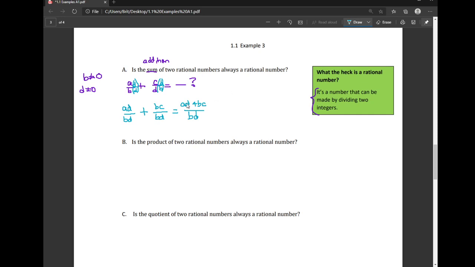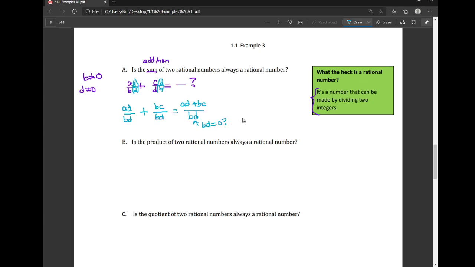Now I'm not really worried about this top number because this top value could be anything really. My biggest focus is down here at BD. So is BD equal to 0? This is where we really have to think about it.